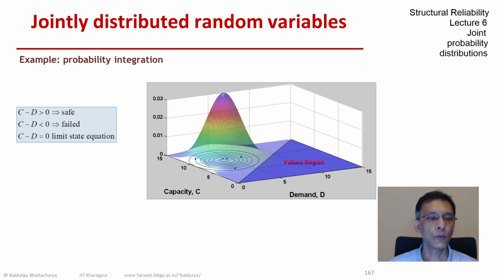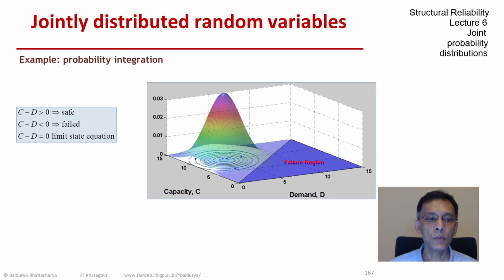So this is something we'll see a lot later, that there would be some criterion which would separate the space of C and D into the safe set and the unsafe or failed state. So here we have the very simple linear relationship that C greater than D is safe and C less than D is failed. And the line separating the two regions is C minus D equals 0, which is also known as the limit state equation.